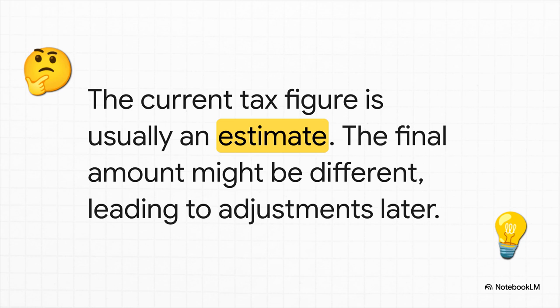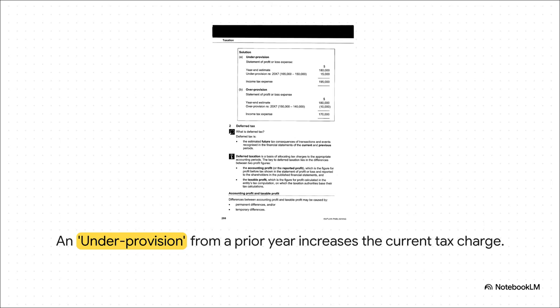See, the current tax figure you see in the reports is usually an estimate. The final, signed, sealed, and delivered number that's agreed with the tax office might not be finalized for months or even years. And that means adjustments are coming. And this is a perfect example of what happens when those estimates are a little off.